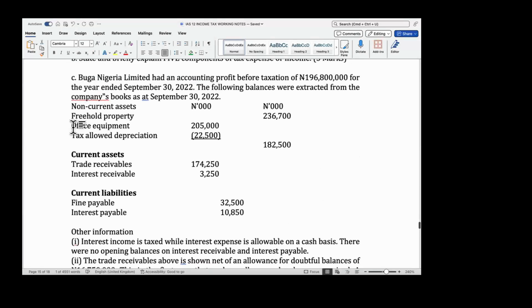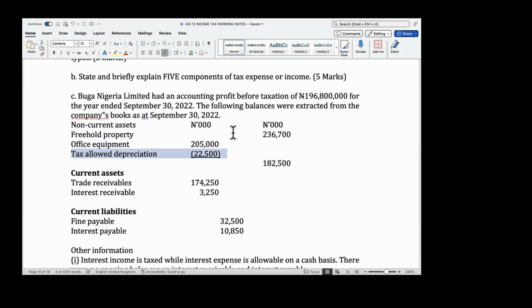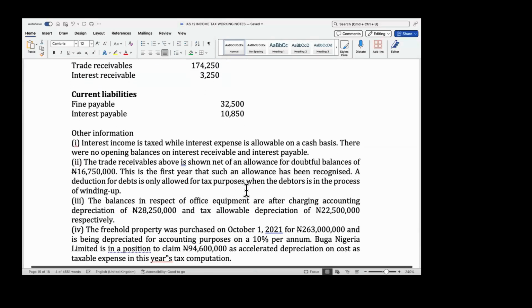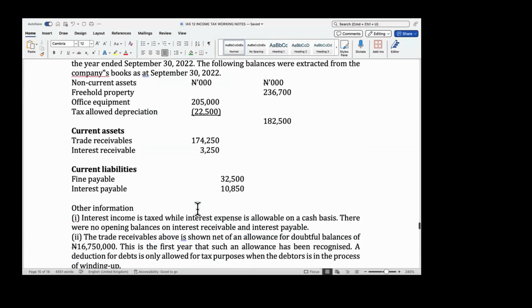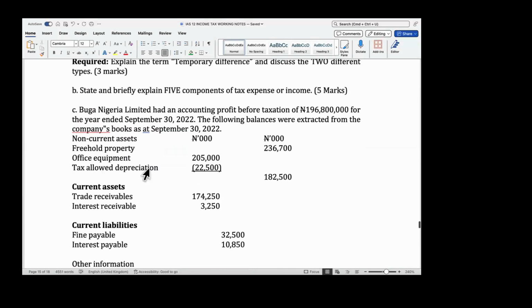So far, I'm still looking at this. I don't like the way these examiners just set their questions at times. It's just very annoying. Why would they even put capital allowance on a statement of financial position in the first place? It has no business there. It's okay for them to have given us the costs. They will just complicate and set questions that are incorrect. So what's this guy doing here?